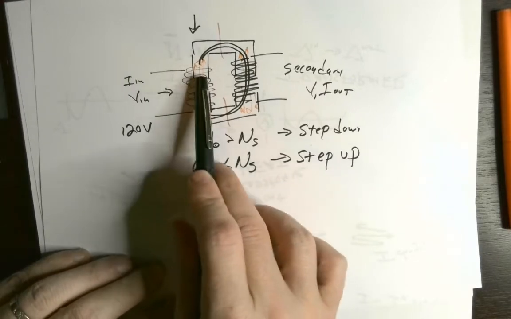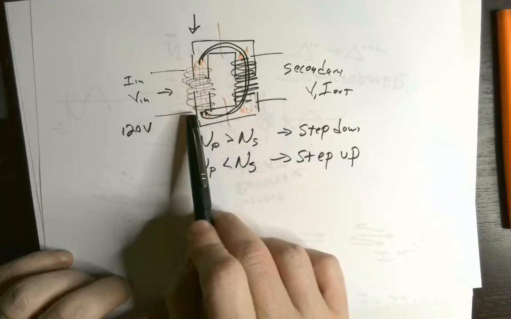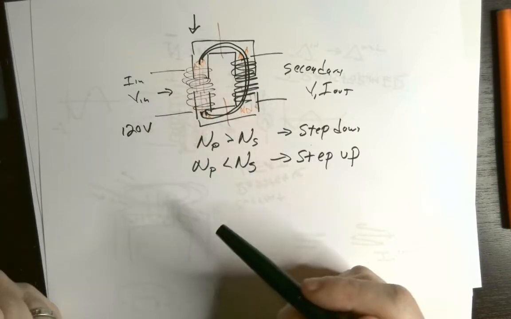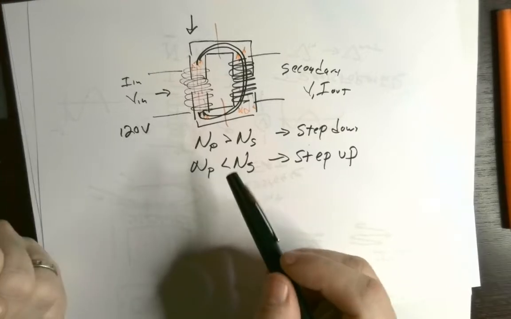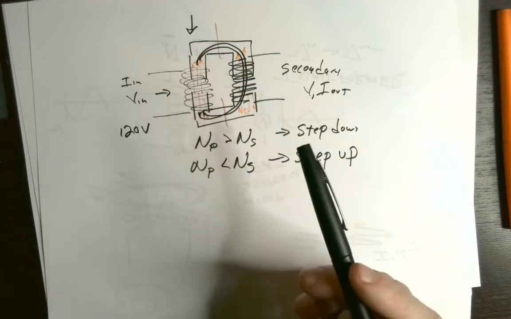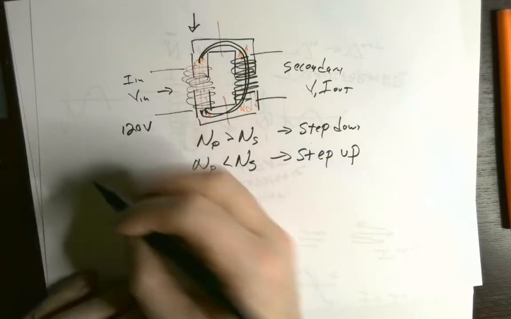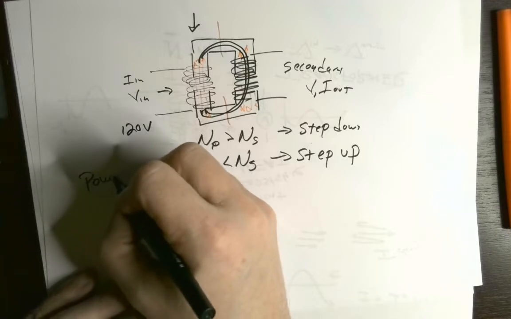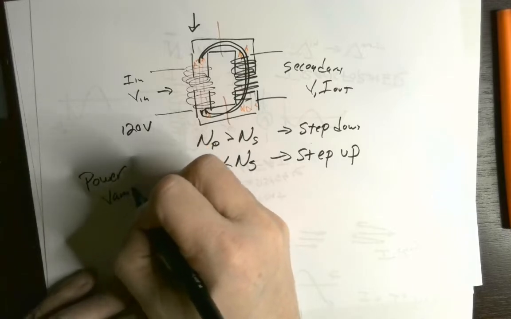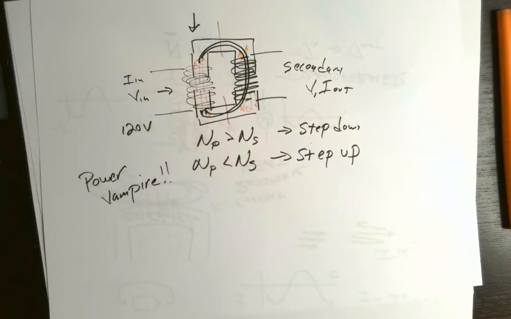Current is still flowing through the primary all the time, even when the device is off, meaning that if you pick up a transformer in your house and it's warm, that's because electricity is flowing through that. That device is using a little bit of electricity all the time, even when it's not running. You sometimes see these things referred to as power vampires, meaning that even though the device is not on, the transformer is still using electricity.